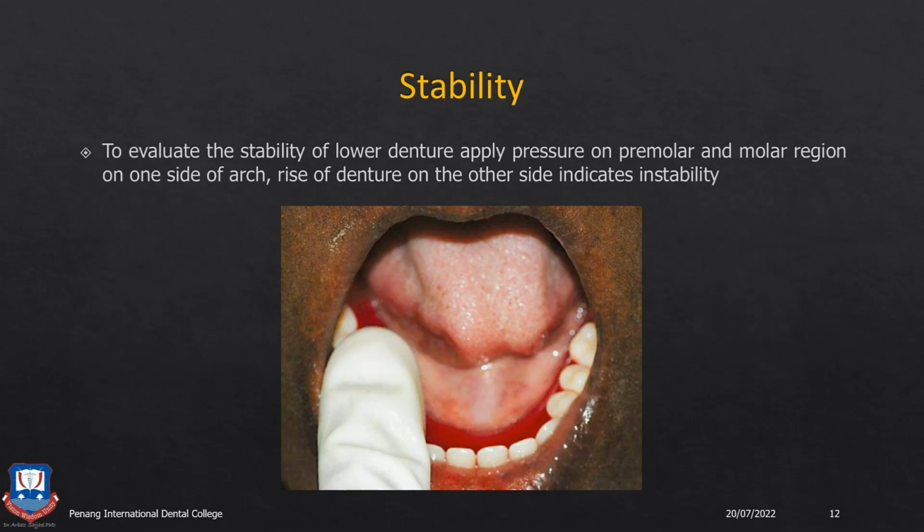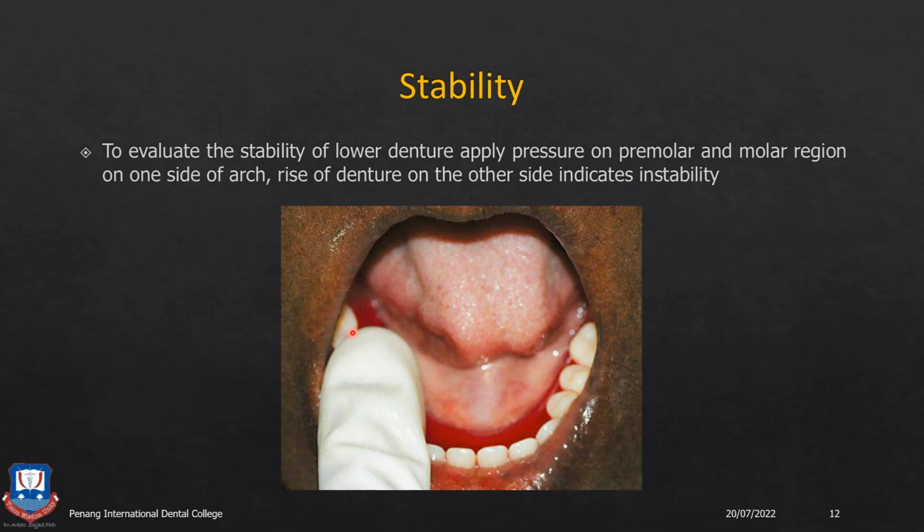Next, you come to the stability. To evaluate the stability of the lower denture, you place a finger on both sides on the posterior teeth and try to tip the denture. That is, you press with one finger, lift it, then press with the other finger, and you check whether the denture rocks, lifts or tips.